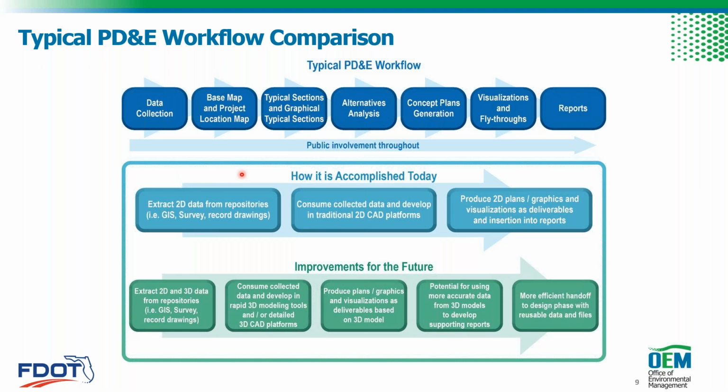So in order for us to change that, let's add in 3D and see what that does and how it improves our future. So instead of simply extracting 2D, let's extract 3D data from repositories. Sometimes it's the same sources. We've become very accustomed to going to the GIS repositories, but we seldom utilize the 3D data that is there. So let's start extracting that data and let's consume that collected data and develop it in a rapid 3D modeling tool. So I said I'd give you a little more information there.